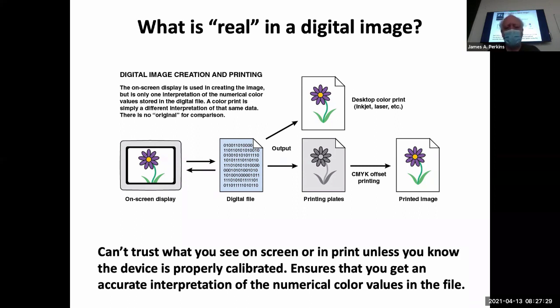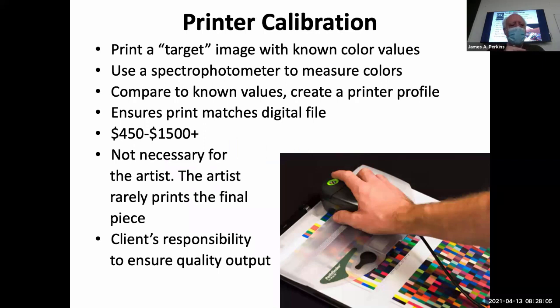So the solution to this whole problem is that every step in this process has to be calibrated to make sure that the prints you're generating are accurate representations of the numbers in the digital file. And more importantly, in my opinion, the image that you see on screen as you're creating the artwork is a really accurate representation of the colors you're creating.